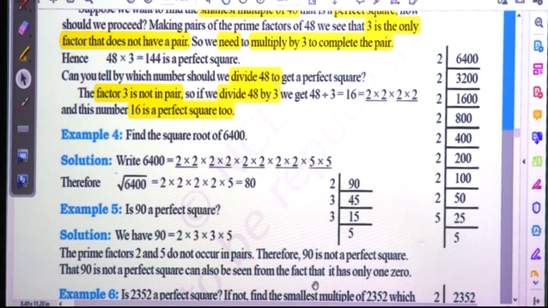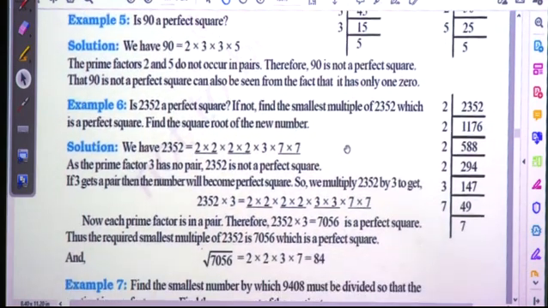Then what happened further? That 90 is not a perfect square can also be seen from the fact that it has only one 0. Yes, we had studied that also. We had studied by the number of zeros present at the end of a value whether it is a perfect square or not. Remember that. On that basis also we can understand.